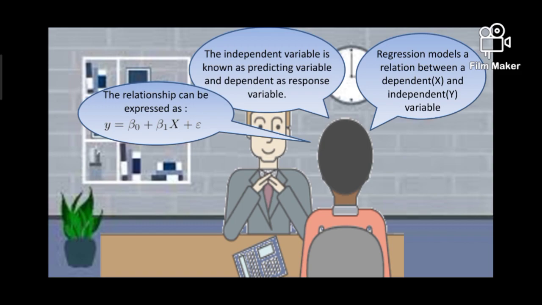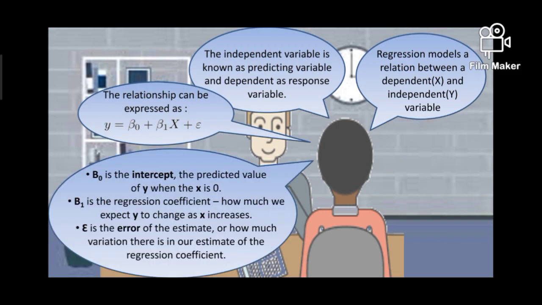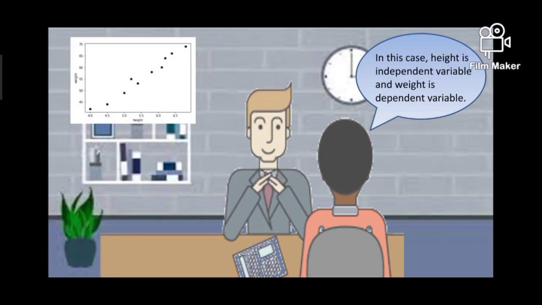Now, the relationship can be expressed as y is equal to beta 0 plus beta 1 x plus epsilon. Now let's get into the terms of this equation. Beta 0 is the intercept, that is the predicted value of y when the value of x is 0. Beta 1 is the regression coefficient, that is how much we expect y to change when the value of x increases. Now here comes epsilon. Epsilon is basically the error of the estimate, or how much variation there is in our estimate of the regression coefficient.